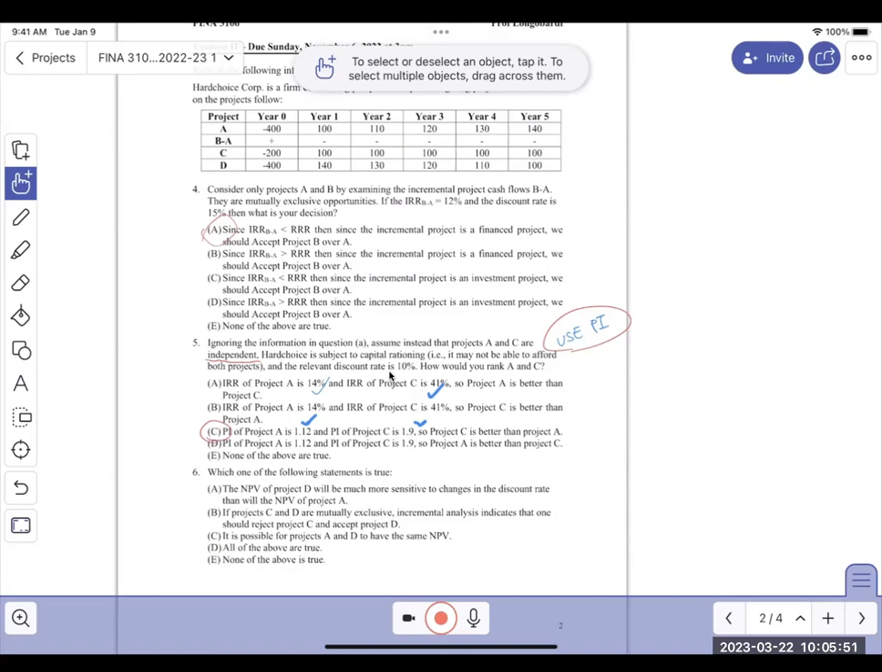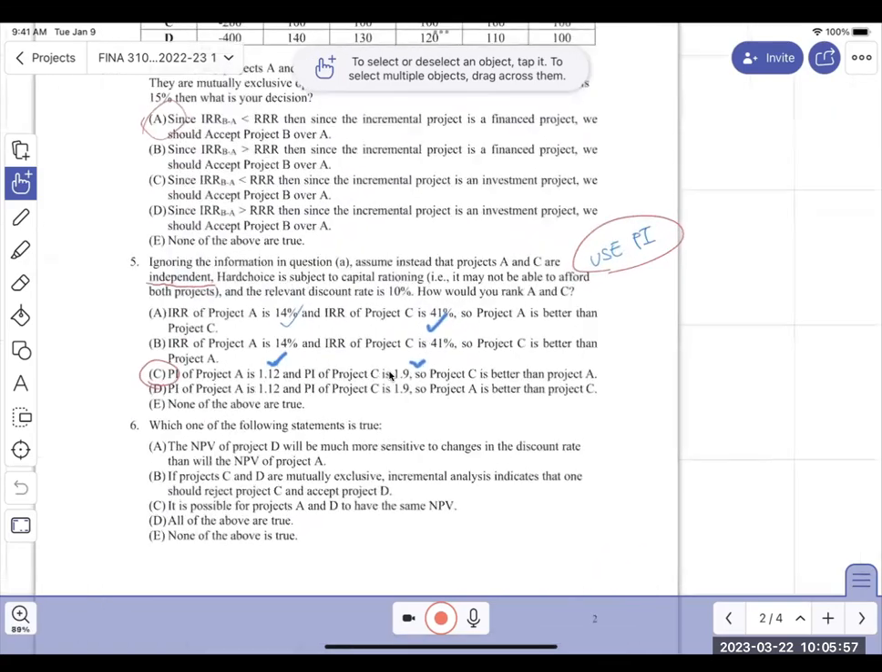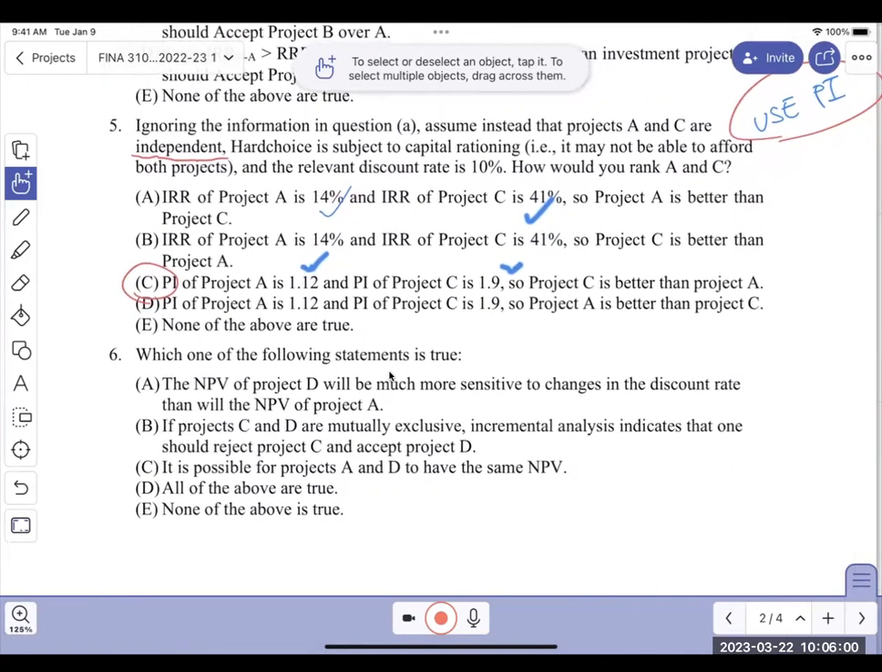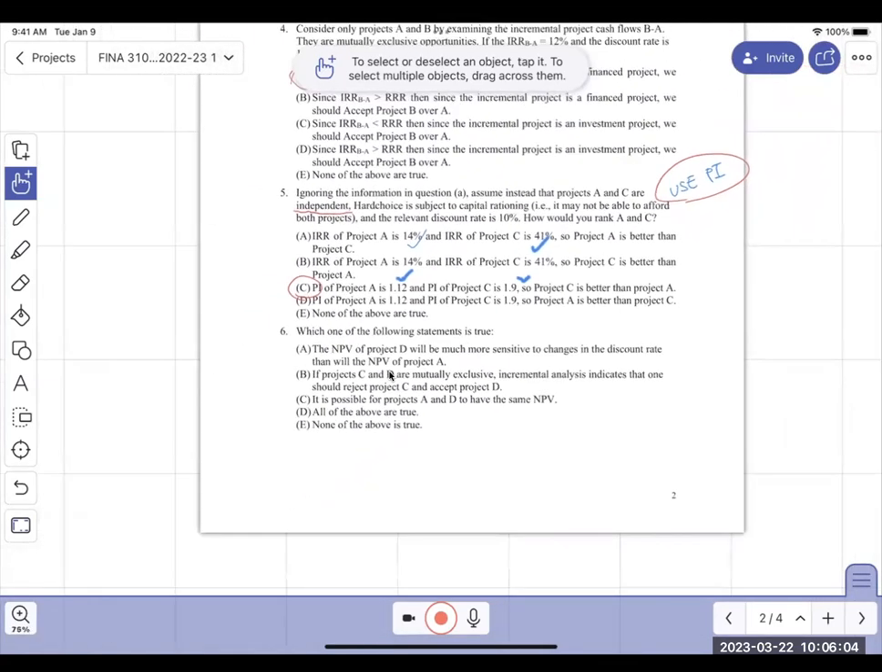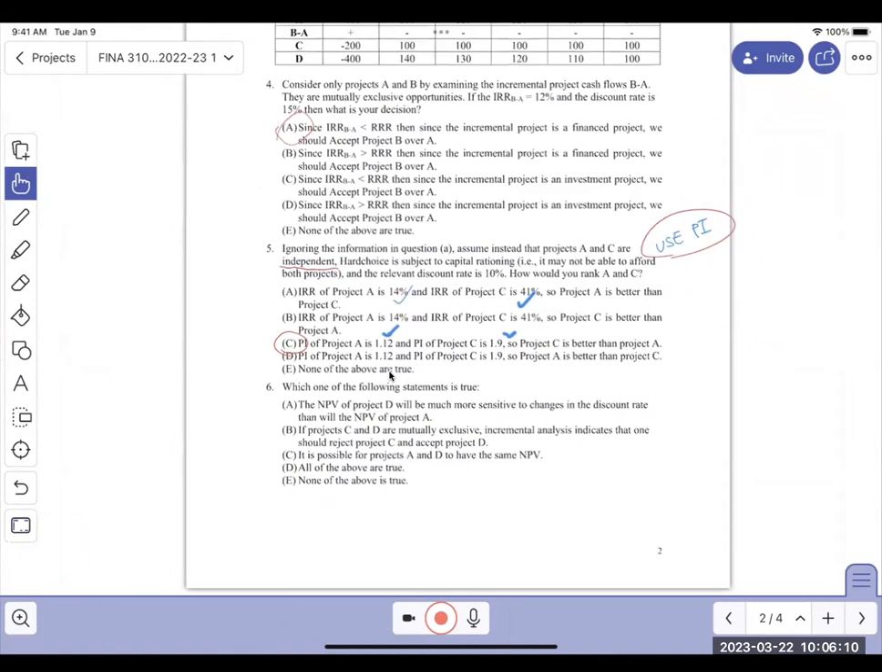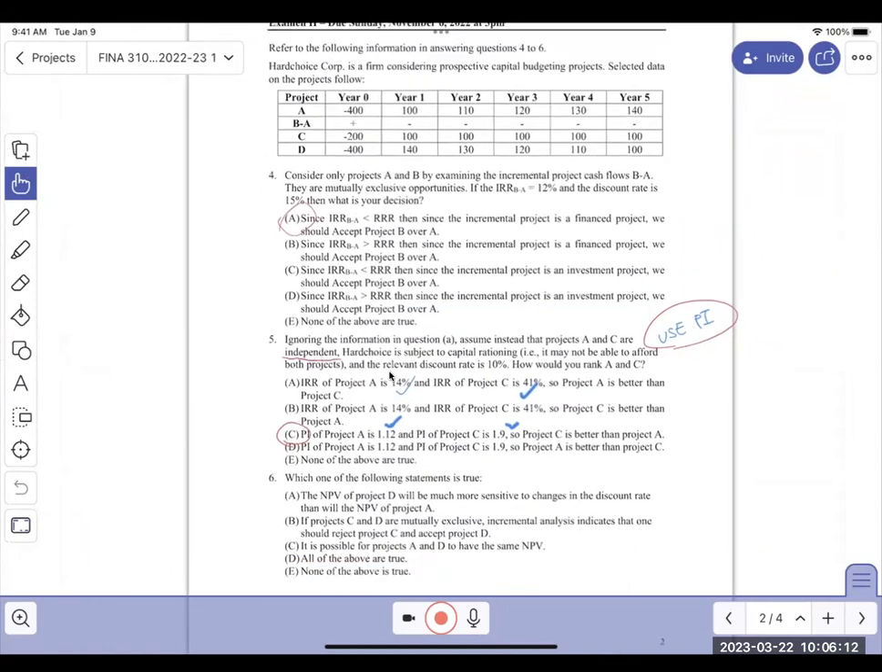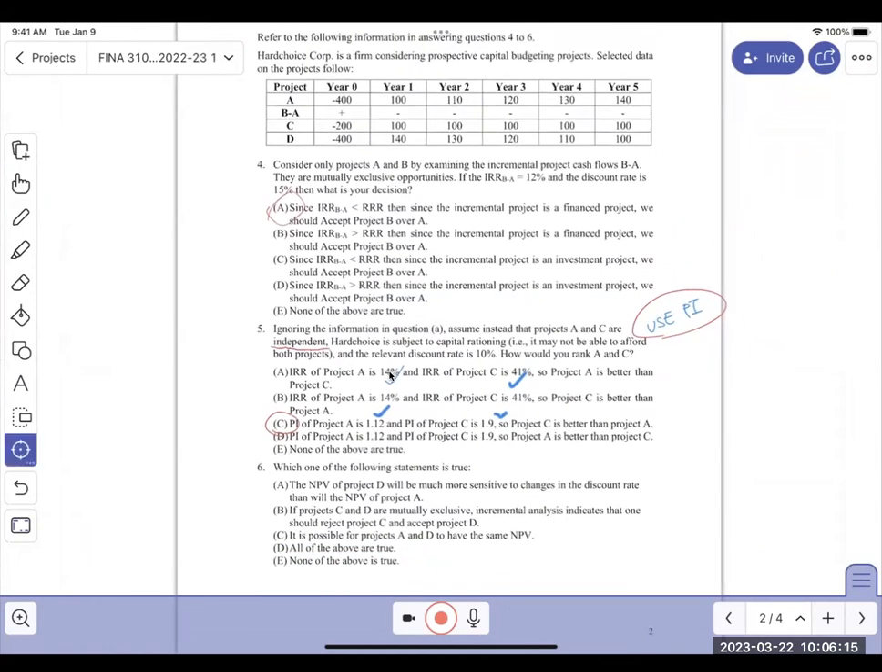Okay, how'd it go? Which of the following statements are true? I don't need the cash flow, so let's see. The NPV of project, oh, I do need the cash flow. The NPV of project D will be much more sensitive to changes in the discount rate than the NPV of project A. All right.